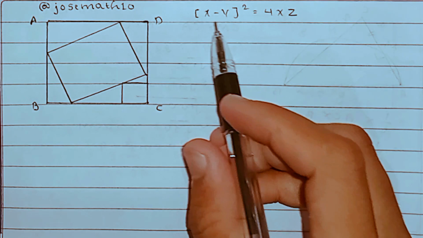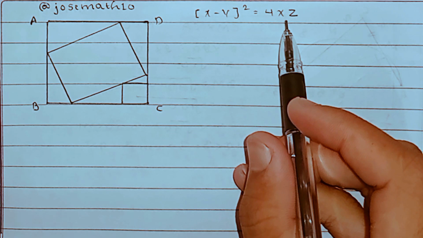Can you prove (x minus y) whole square equals 4z? Pause the video and try for yourself in 3, 2, 1.